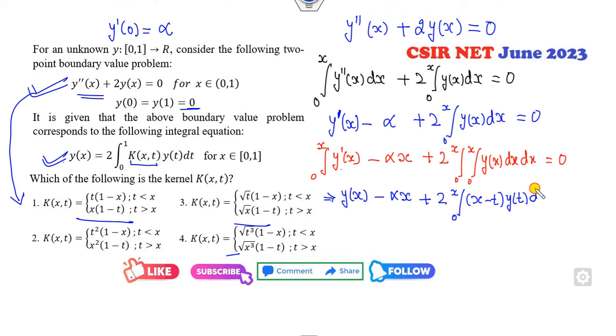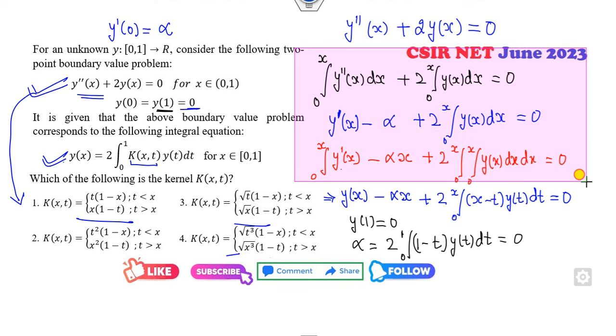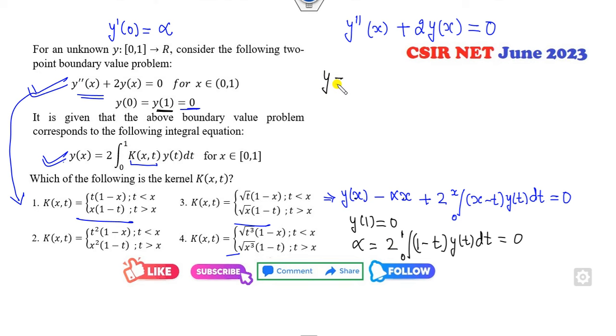Now how can you find the value of alpha? Because y of 1 is 0, that means this is 0, this is minus alpha plus 2 times the integral from 0 to 1 of 1 minus t, y of t, dt, which is 0. So that means alpha will be this. Fine, now that's over. Now from here you can choose the right answer. So here I can substitute this value. So what is my y? It is alpha x. Alpha will be twice the integral 0 to 1 of x, 1 minus t, y of t dt, minus twice the integral 0 to x of x minus t, y of t dt.